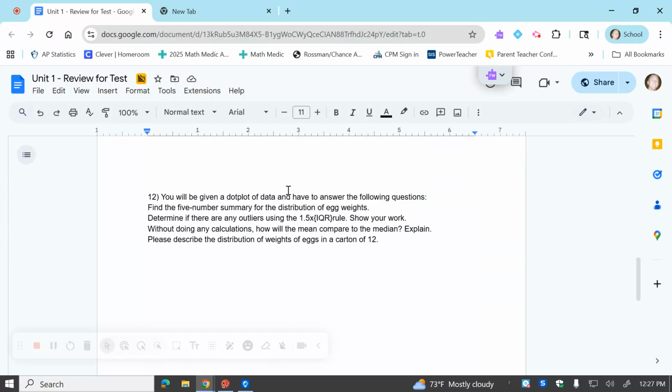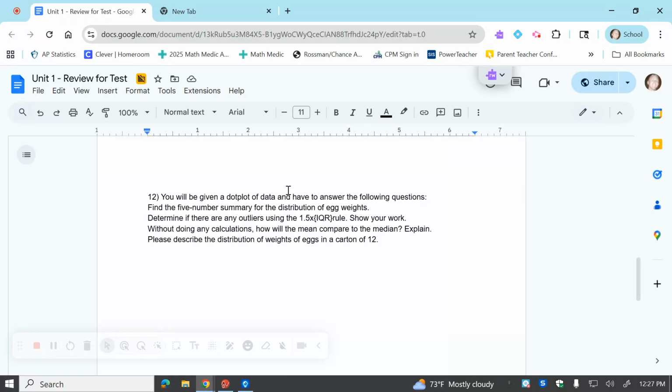And then tell me why or how the mean and the median will compare to each other based on the shape of the distribution. Skewed right, skewed left. What does that mean? No pun intended. Ha ha ha. What does that mean for our mean? If it's skewed right, skewed left, or symmetric.